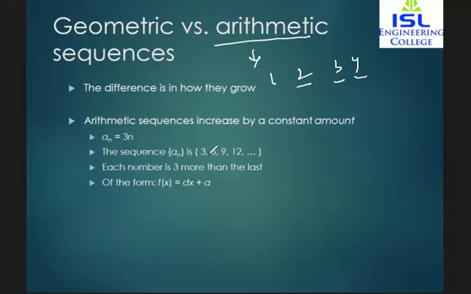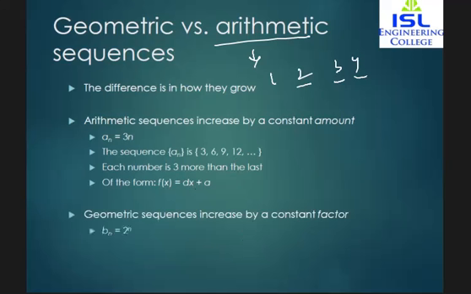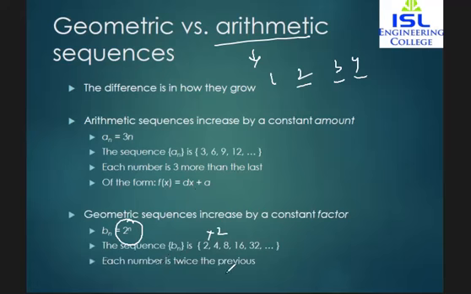An is 3n: 3, 6, 9, 12. In arithmetic sequences, we keep adding the values, while in geometric sequences, they increment by some factor, that is, powers of n. Okay. So 2, 4, 8, 16. Over here, we have to multiply by 2 each time. So each number is twice the previous. So it is of the form a r power n. Okay, this is similar to your geometric progression and arithmetic progression that you have studied in your earlier classes.